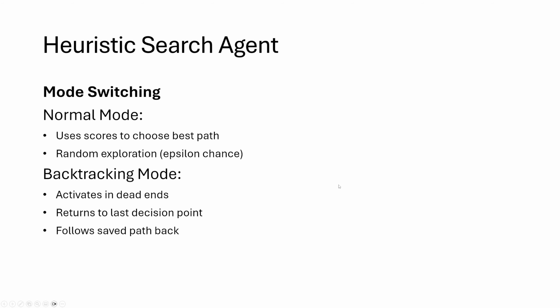And there are two modes of the agent. The first one is just normal mode. It will choose the best path, and it will also do the exploration. But if it gets to a dead end, it will return to the last decision point and choose another way. For example, if there's a way to an unexplored area, it will go that way.